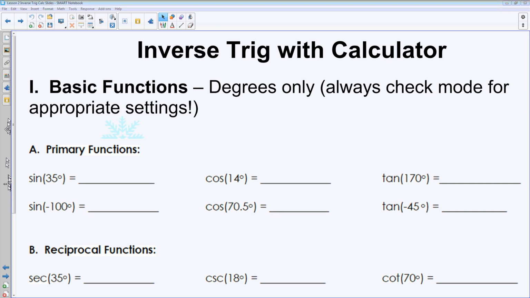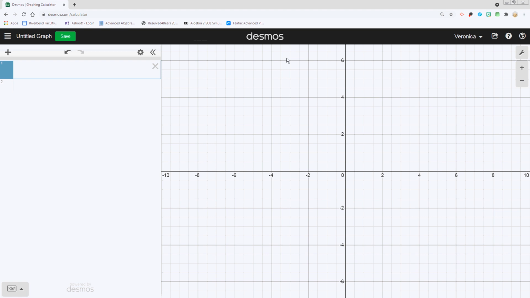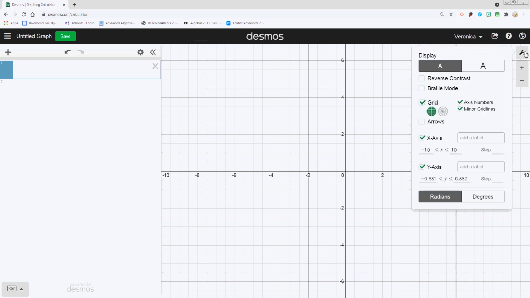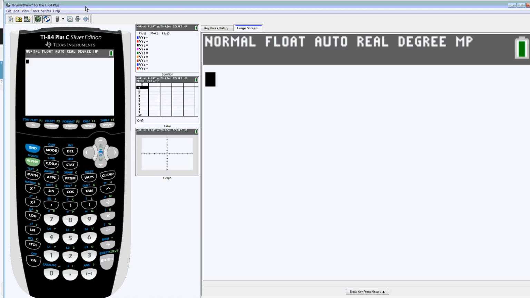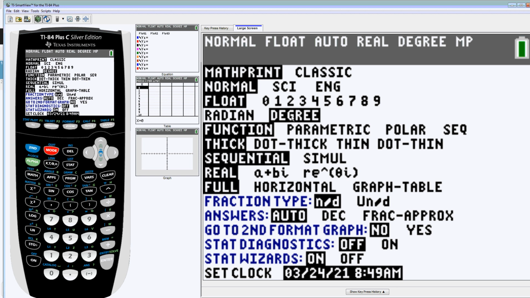So whatever you're using, whether it be Desmos, which I'm going to pull over right now, make sure that you click the little wrench at the top, because every time you go back and forth, unless you have the app, I believe, you're going to have to change your settings. So we're going to click degrees and make sure that's good to go. If you're using a TI 83 or 84 or potentially higher than that, you want to click mode and make sure that degree is highlighted, just like mine is right now.